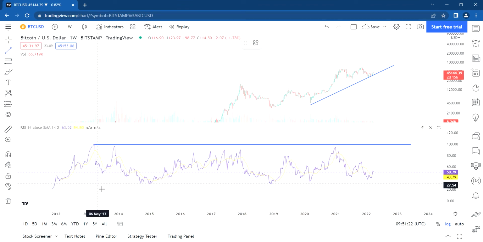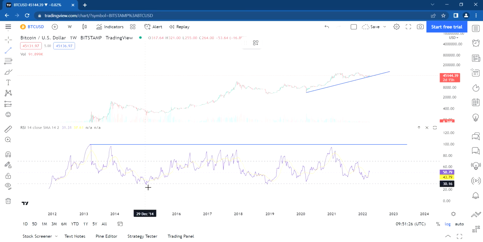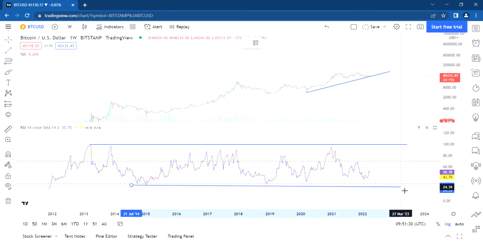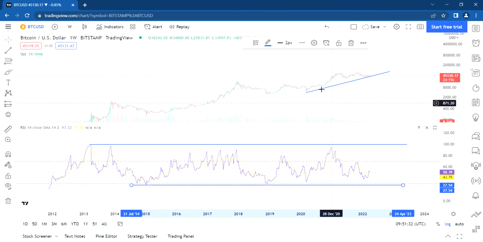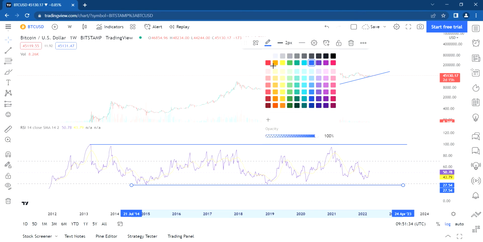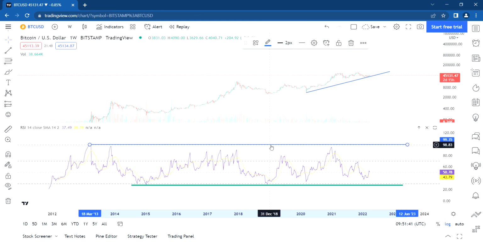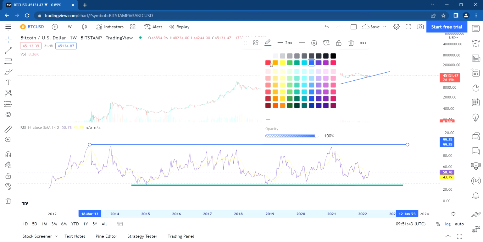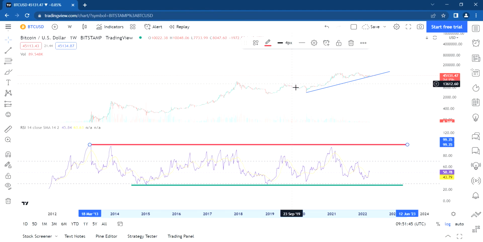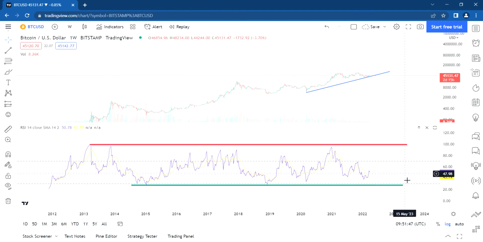And then similarly, the biggest bottom is here, and I'm going to do this as well. I'm going to make this one red. Nope, I'm going to make it green as a buy zone, and I'm going to make this one red as a sell zone. Okay, simple.